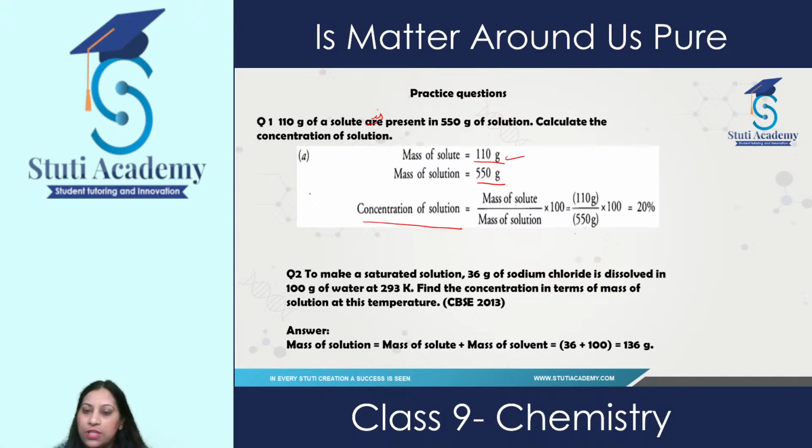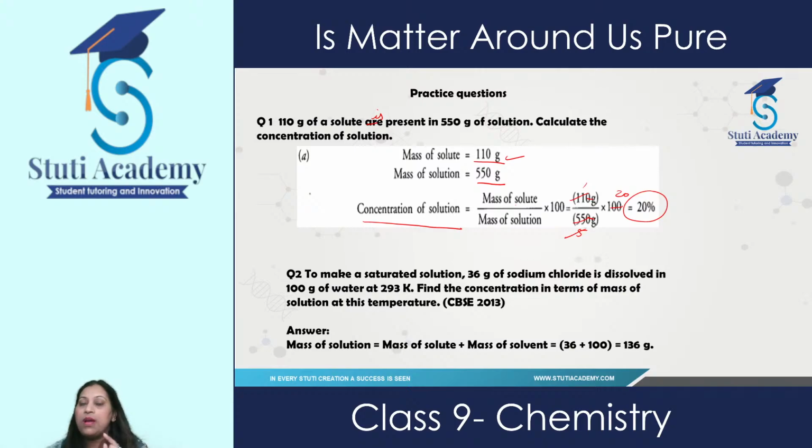And then after solving this, it will be cut with this, then 1 upon 5, 5, and this 20. So our answer is 20%. So in this manner, we'll calculate the concentration of solution. Now question number 2 is to make a saturated solution.